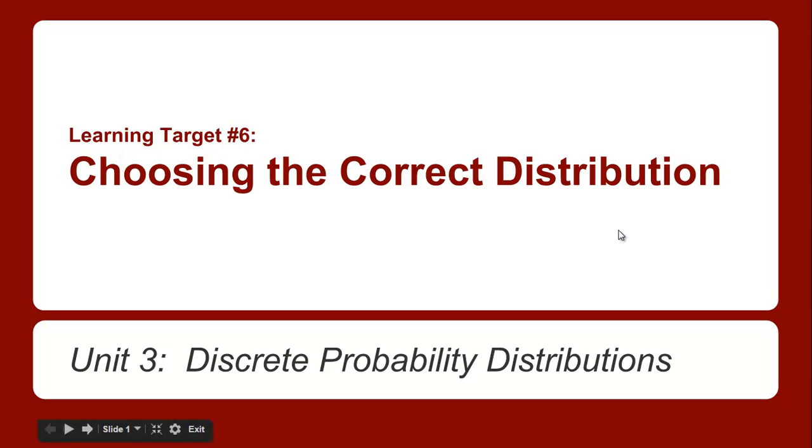Okay, welcome to Learning Target 6. This is the last learning target in the discrete distributions unit. So the big thing here is choosing the correct distribution. The homework relies heavily on talking about binomial, hypergeometric, when to use which.